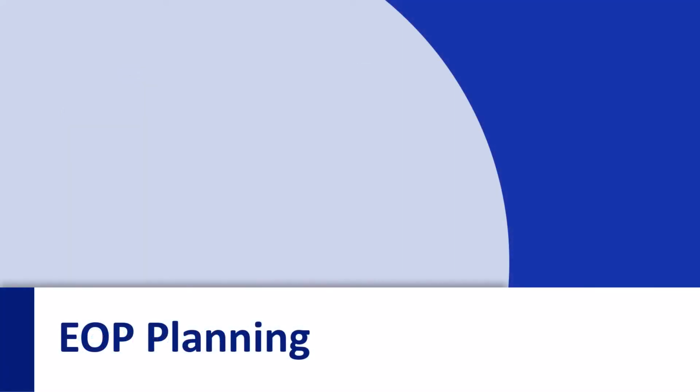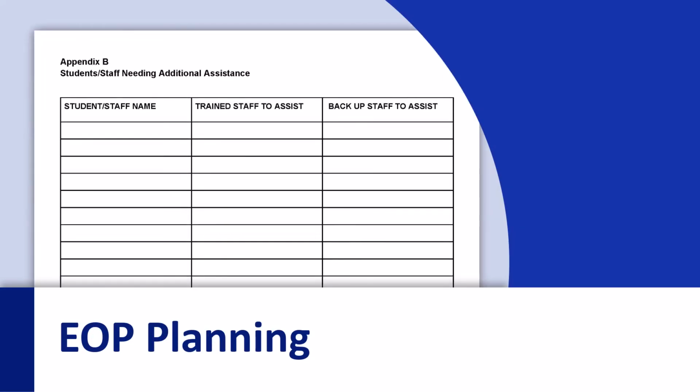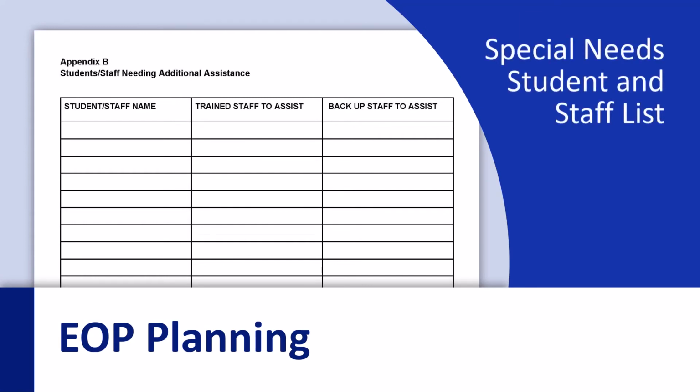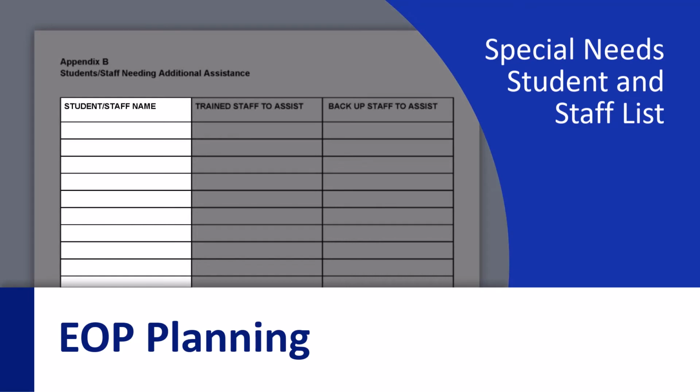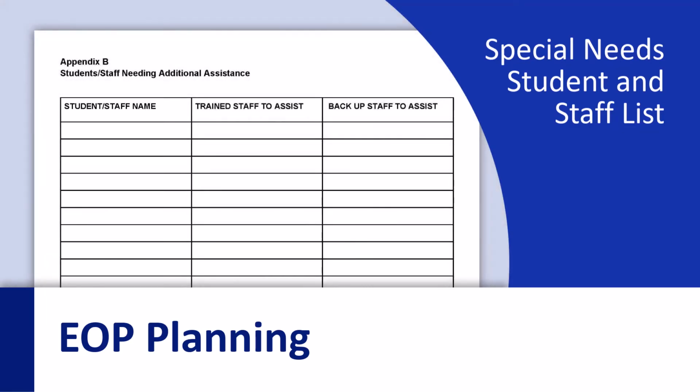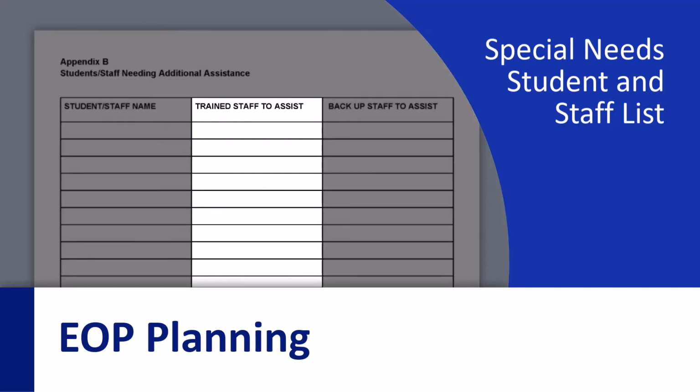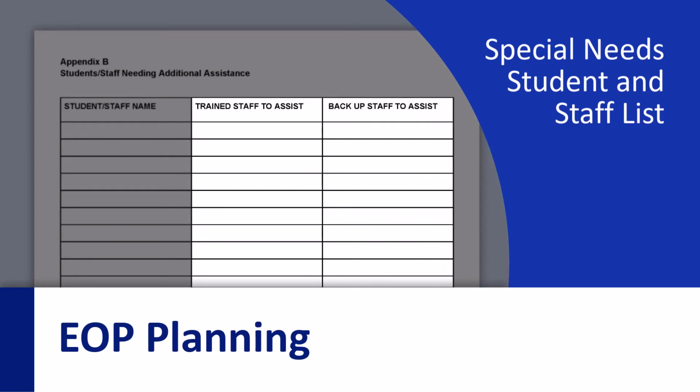During the EOP planning process, school and safety teams will complete the special needs student and staff list located in a document found in the appendices. This appendix explicitly outlines the students and staff who may need additional assistance during an incident. In addition to identifying these individuals, the team will identify trained staff who can assist them along with backup staff.